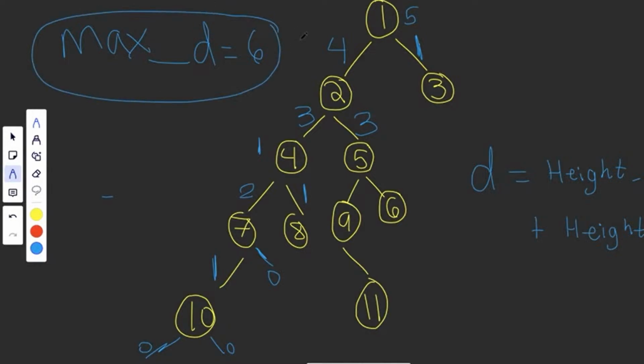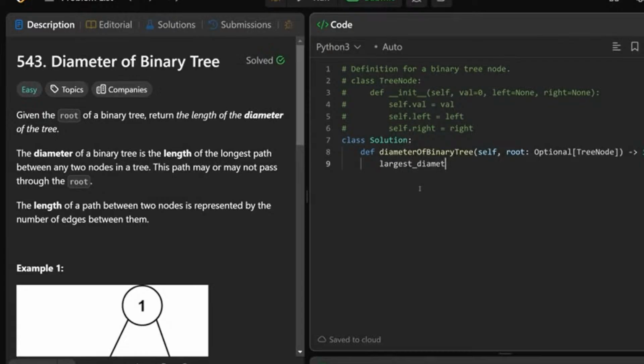So let's write the code. Okay, so we want to set largest diameter equal to a global here. And so that we will set to be 0 for now. And this is actually going to change to something at the end, but I'm purposely making this wrong to kind of explain something at the very end. It's a very weird Python topic.